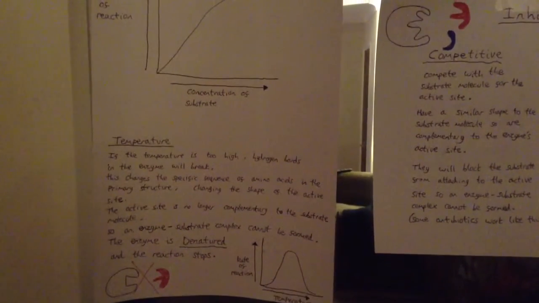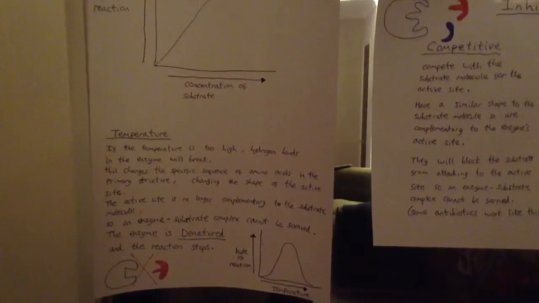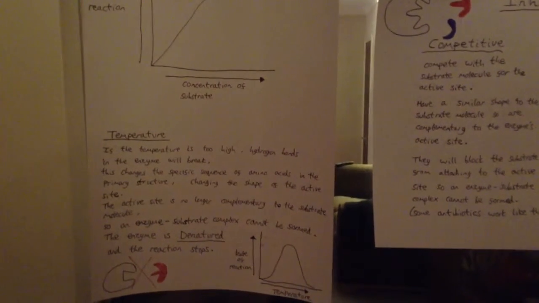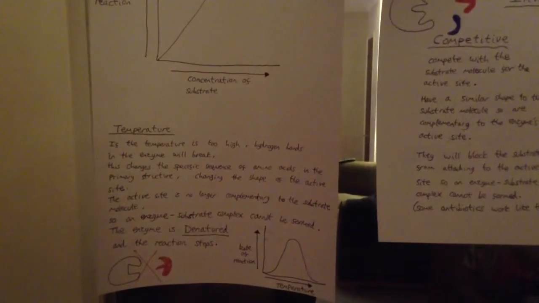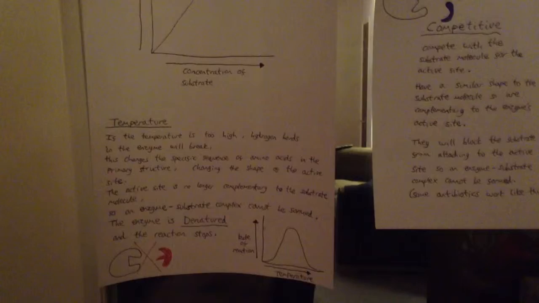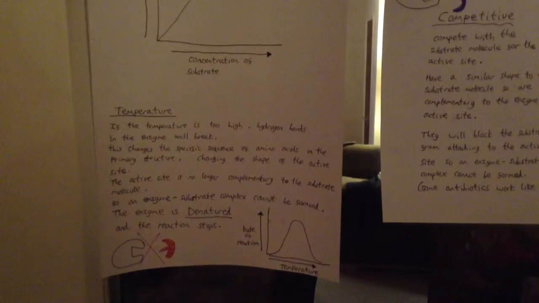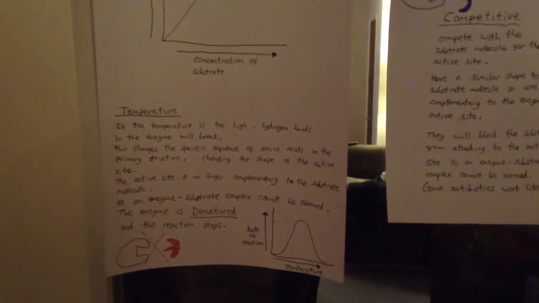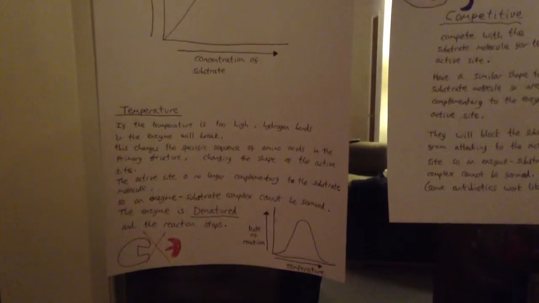Now, I'm going to tell you about temperature and how temperature affects enzymes. So if the temperature where the enzyme is, if that is too high, the hydrogen bonds in the enzyme will actually break. And this breaking of the hydrogen bonds in the tertiary structure actually causes the sequence of the amino acids in the primary structure to change. So the sequence will change. And this, if you can remember, that affects the active site. This will change the shape of the active site, making it no longer complementary to the substrate molecule.